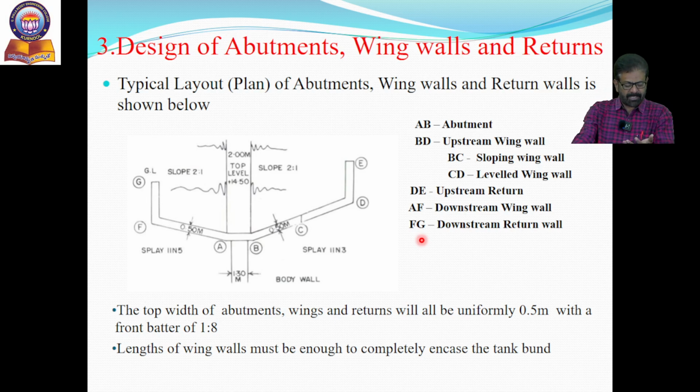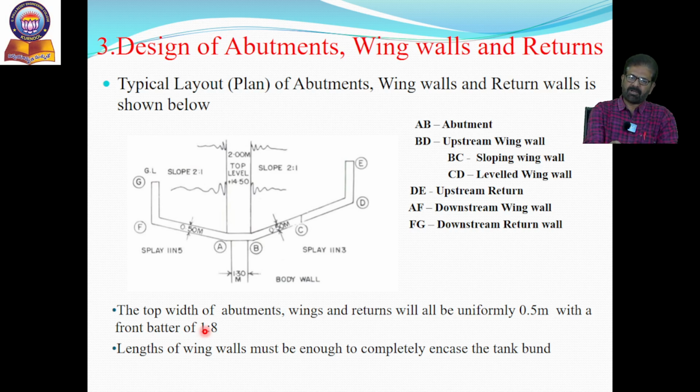There are certain standard guidelines or specifications regarding these retaining walls, and we always have to follow them. The abutment, wing wall and return walls all come under retaining walls. For these, the top width of the abutments, wing walls and returns will all be uniformly 0.5 meter thick. The top thickness of this entire wall is 0.5 meter only, with a front batter of 1:8. Remember this statement is very, very important.